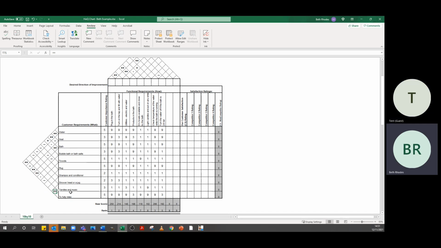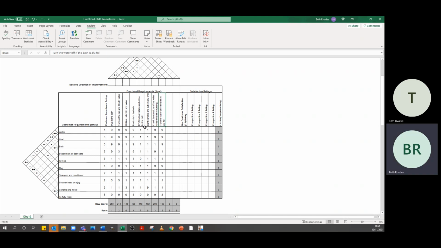So now we've done all the parts of our house of quality that we're going to complete. What we've looked at here is what the customer wants. The customer wants to have water, heated, in a bath with bubble bath or salts, have towels and a plug available, shampoo and conditioner, a shower head or a jug, candles and music, and to be able to fully relax. We've then rated those with how important we think that is to the customer. We've then put in our steps of how exactly we are going to make that bath.